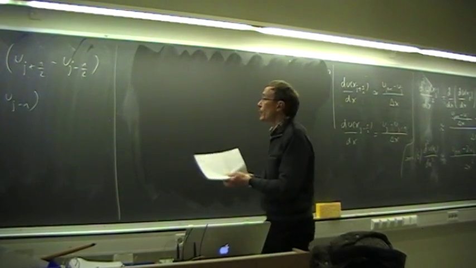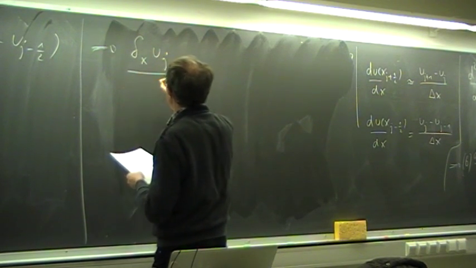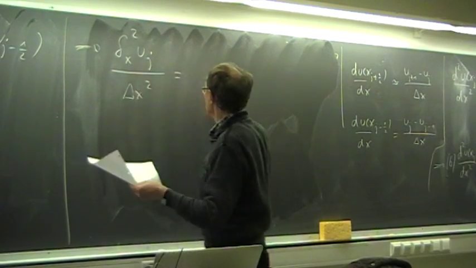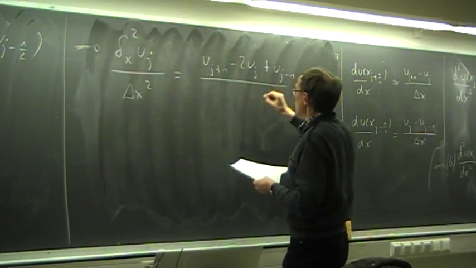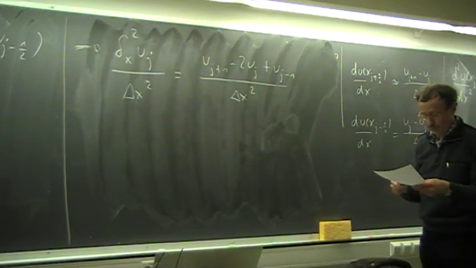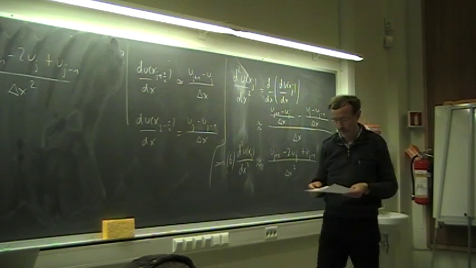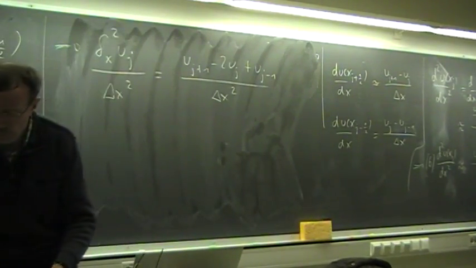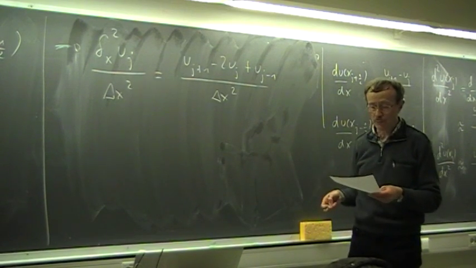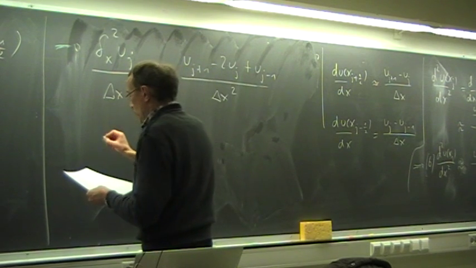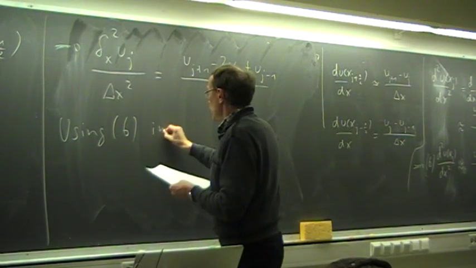So we have that delta x squared of uj divided by delta x squared is exactly what we have over there: uj plus 1 minus 2uj plus uj minus 1 divided by delta x squared. So then we have an approximation of the second derivative. And now we can insert that approximation in the ODE that we want to solve.